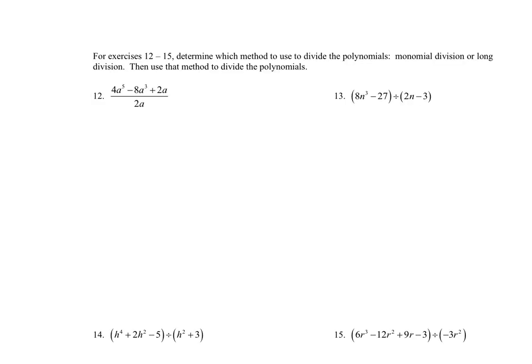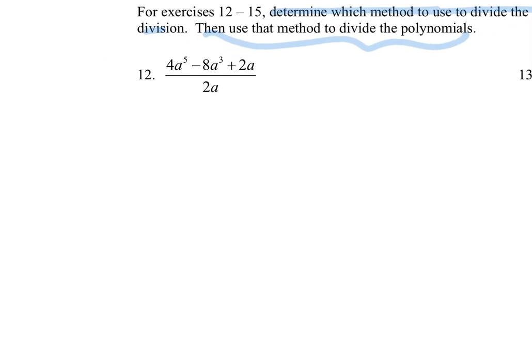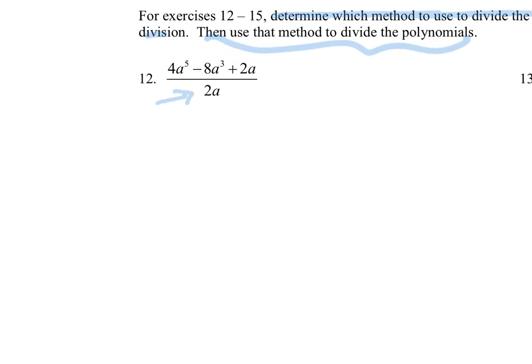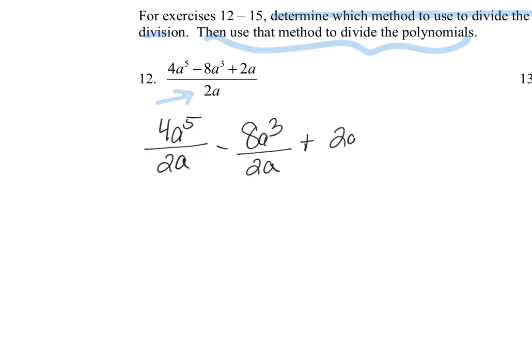So here on this page, they're going to ask us to use what we just talked about with number 11. Determine which method to use to divide the polynomials, monomial division or long division. And then we're going to use that method to divide the polynomials. So look at number 12. What is in your denominator? It's a monomial. So we do not have to do long division. We're simply going to split them, divide each term in the numerator by the denominator. And then you can just go through the process of dividing.